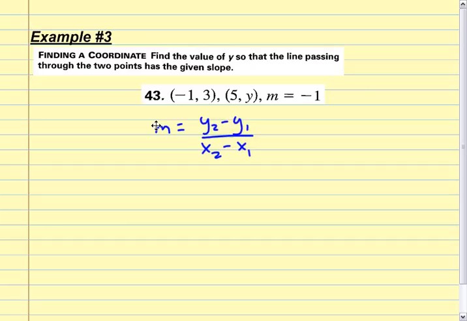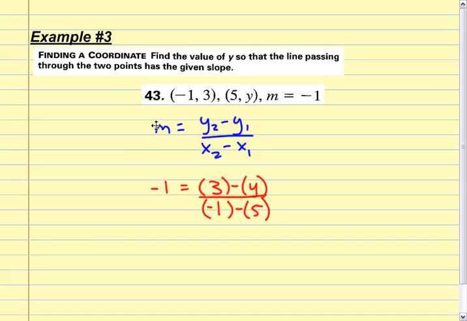What is m? Do I know what m is? Do I know its value? Yes, I do. What is it? -1. So I'm going to put -1 here for m. Now over here on the right side, I'm going to just draw my parentheses and I'll fill in what I know. So what would you like on top here? 3 and y. And then on the bottom? -1 and 5. Okay. Good.